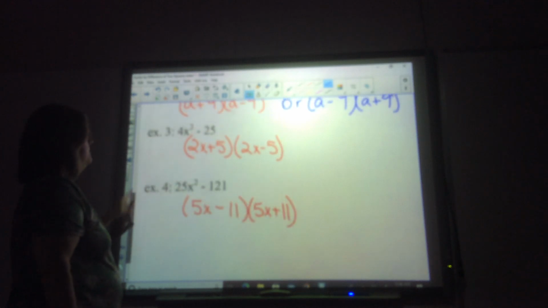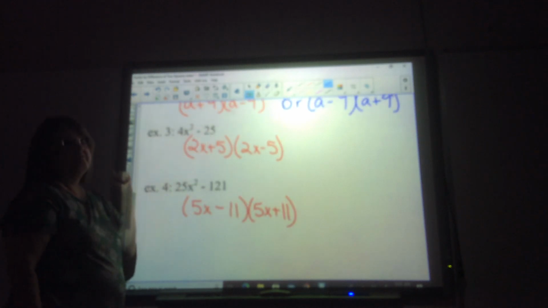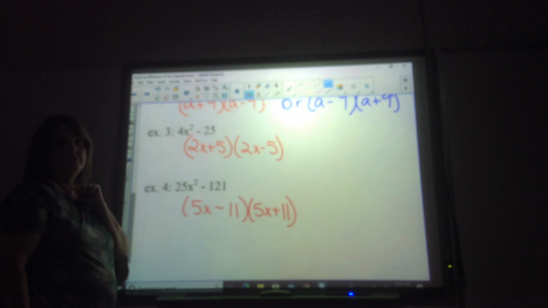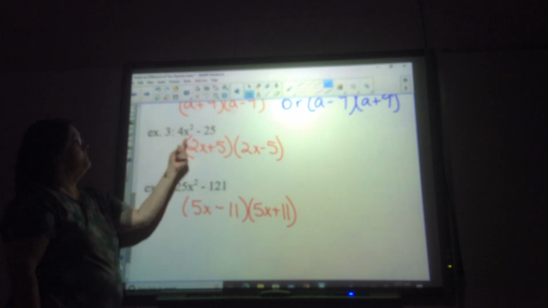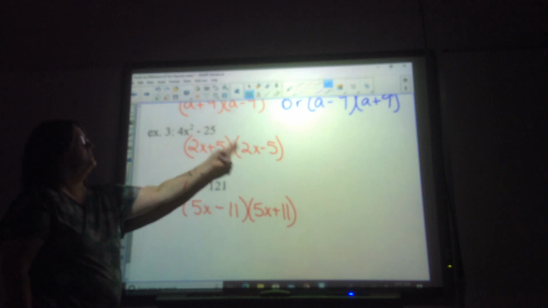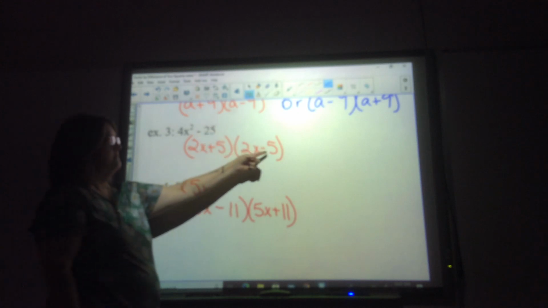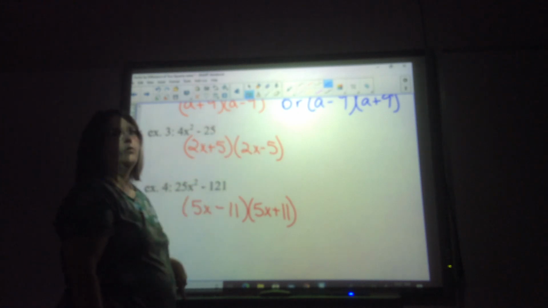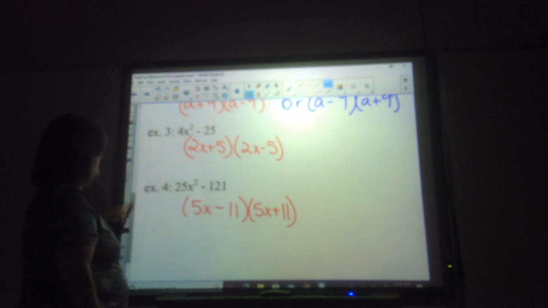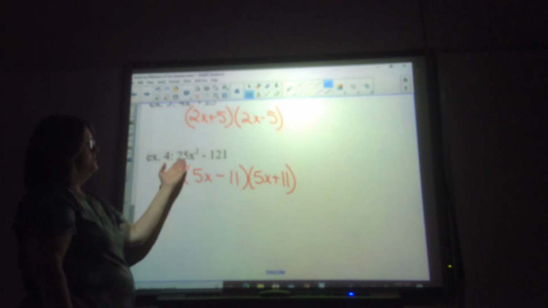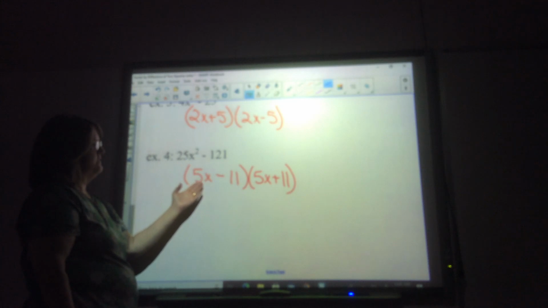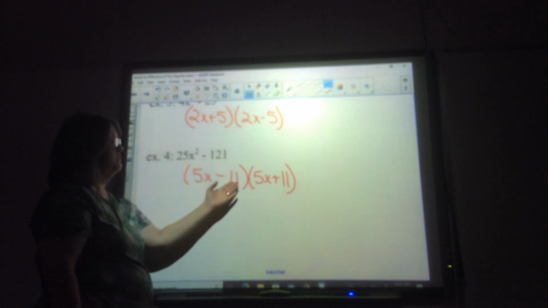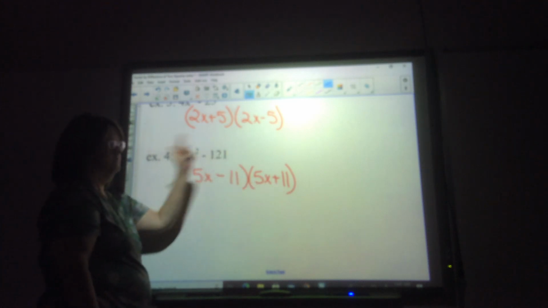We have 4x squared minus 25. 4 is a perfect square, 2 times 2. 25 is a perfect square, 5 times 5. Square root them: 2x, 5, plus and minus. Come down, do the same thing here. Square root of 25 is 5. Square root of 121 is 11. Write them down, plus and minus.